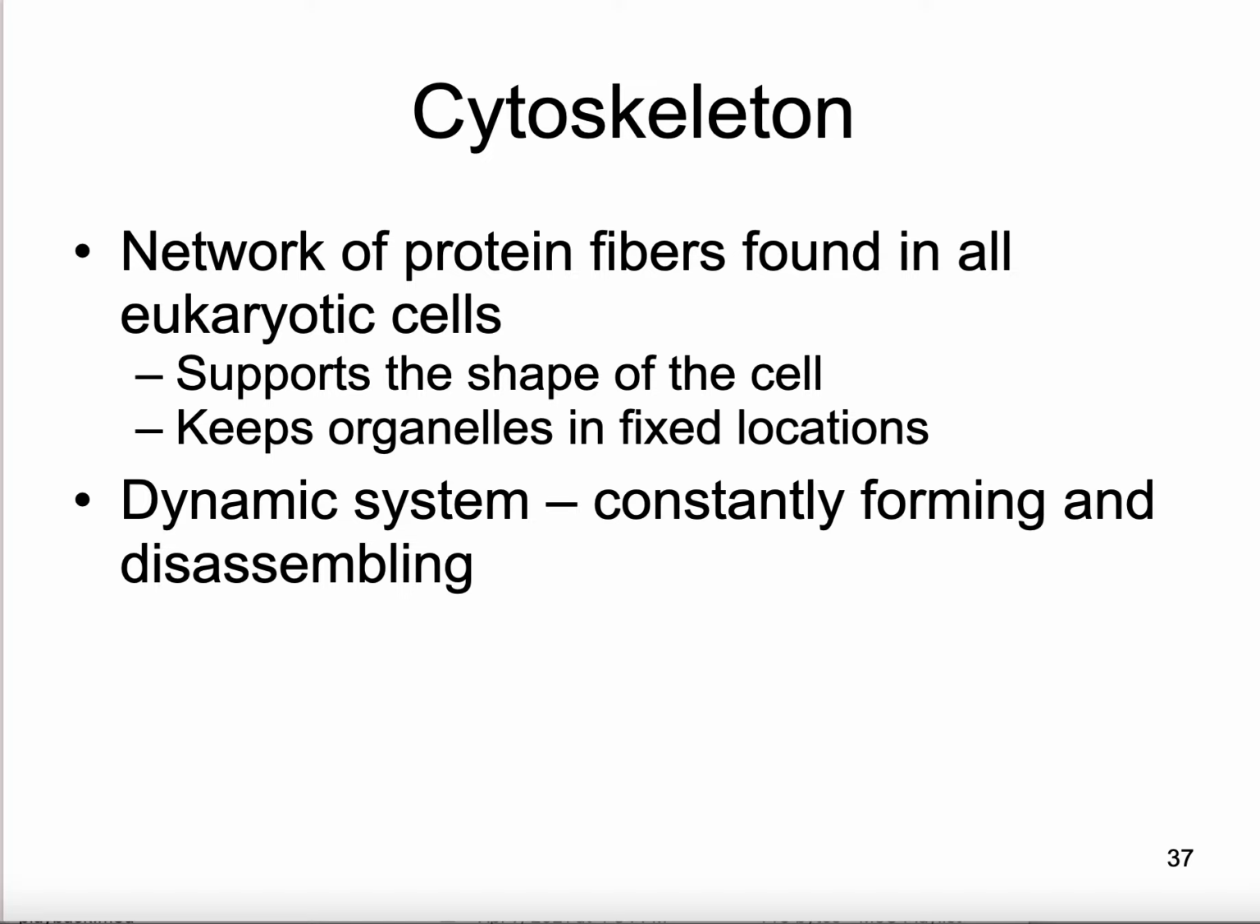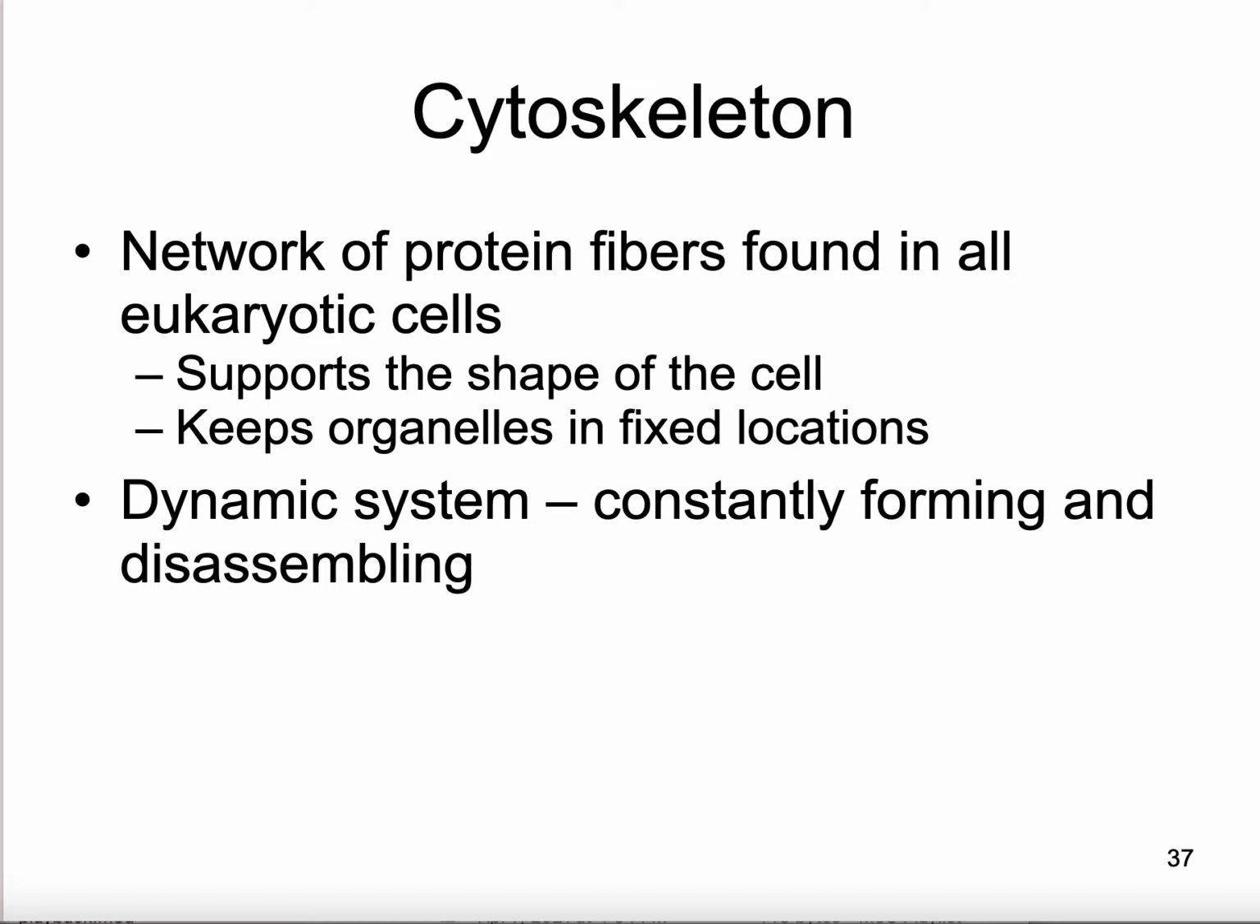Not made out of bones, but it's made out of fibrous proteins. What does it mean when you say fibrous proteins? It means a ton of proteins stuck together to create a long fiber-like structure. So just like a thread-looking thing made out of proteins. So a cytoskeleton is a network of protein fibers.